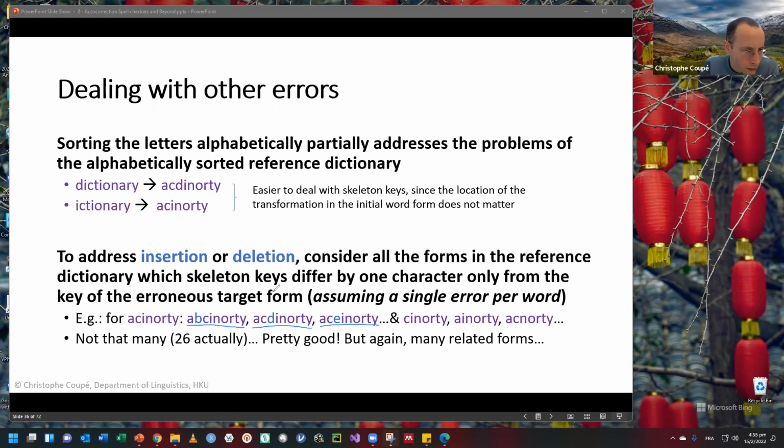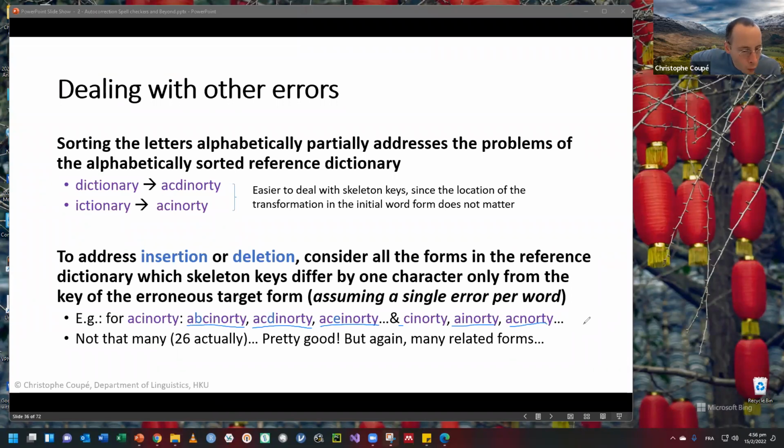Now, if we think that our form is wrong because a letter was added by mistake, we can try to do just the reverse process, and we try to delete the A letter. So we check this skeleton key, CINORTY, or maybe the C has been added by mistake. So we drop it and we check this form. Or maybe it's the I, and then we check this form, etc., etc. How many forms like this do we have? The same as the number of letters, 26.